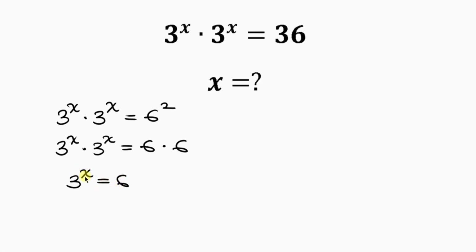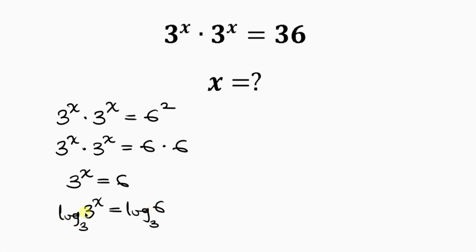Now, since the unknown is an exponent, our next step will be for us to take the log of both sides. And this is going to be the log base 3 of both sides, since what I have here as the base is 3. So take the log base 3 of the left-hand side, which is 3 to the x. This is equal to, also take the log base 3 of the right hand side, which is 6.